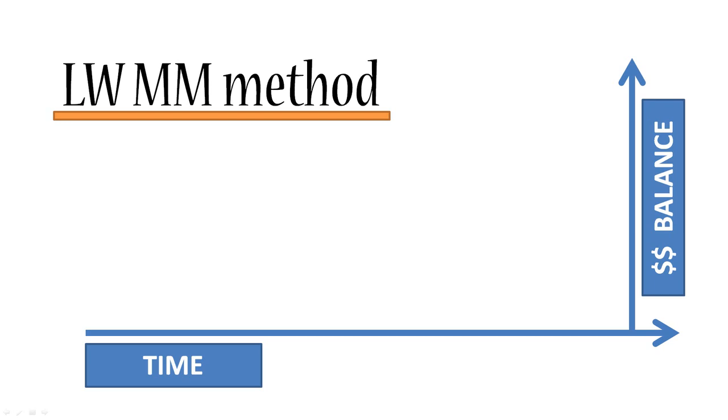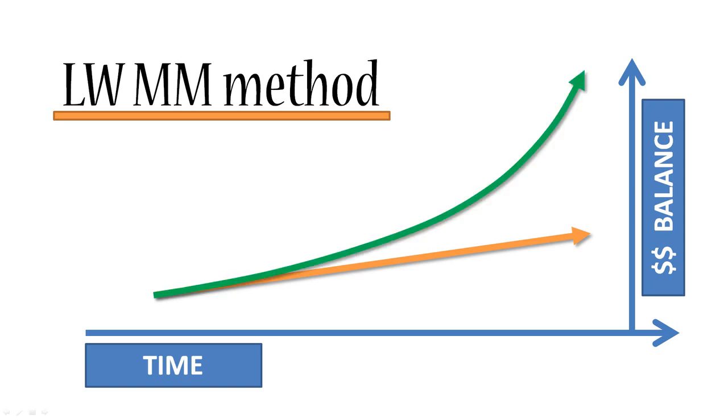As we discussed in the previous section of the course, if we apply a constant lot money management system to our trading, then our balance will experience linear growth. So the balance line will look something like this. Now, the main goal of the Larry Williams money management method is to convert this linear growth of our balance into exponential growth.